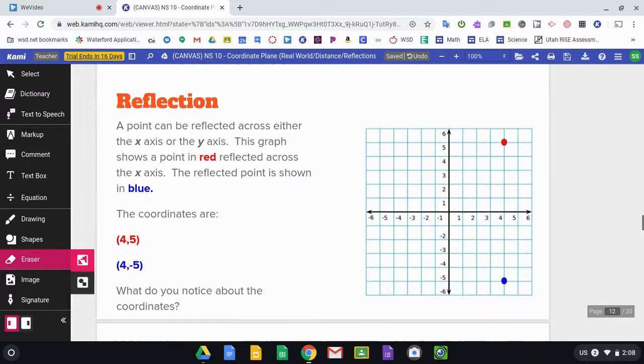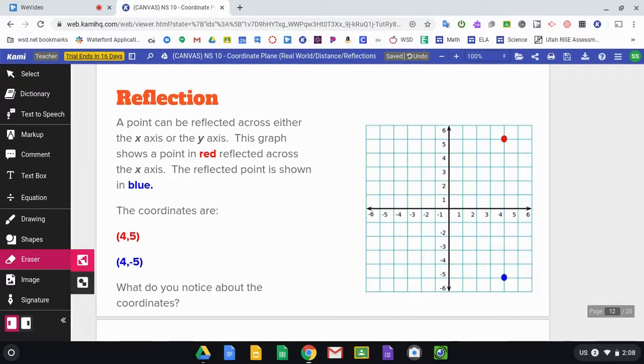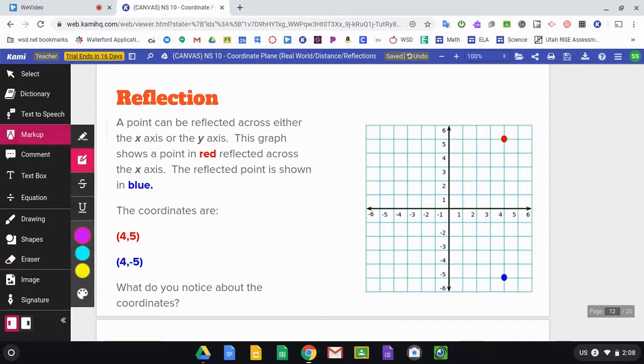Okay. New topic. Let's talk about reflection, okay? So I want you to read this section as I read it. Follow along with me. Ready? You can read it out loud with me if you want, or you can just follow along. Ready? Go. A point can be reflected across either the x-axis or the y-axis. This graph shows a point in red, that's our original point, reflected across the x-axis.